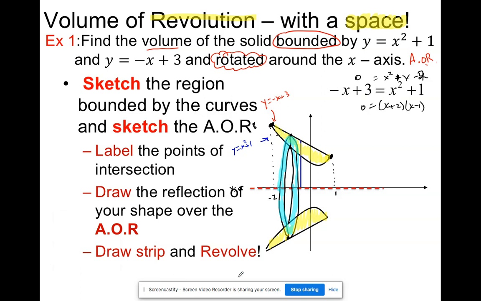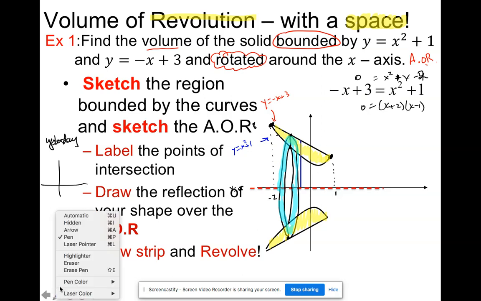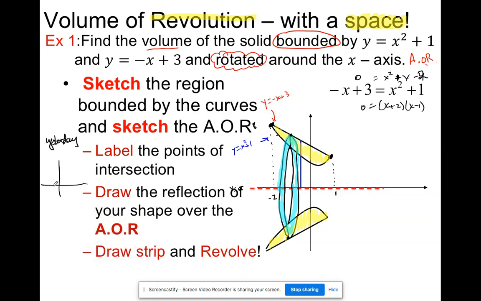So the space, do you see how there is a space between the shape and the axis of rotation? We didn't have that yesterday. Yesterday, we had shapes like this. The axis of rotation, the shape was smack up against the axis of rotation. There was no space when you spun it. This time there's a space. An empty space is going to make a hole.